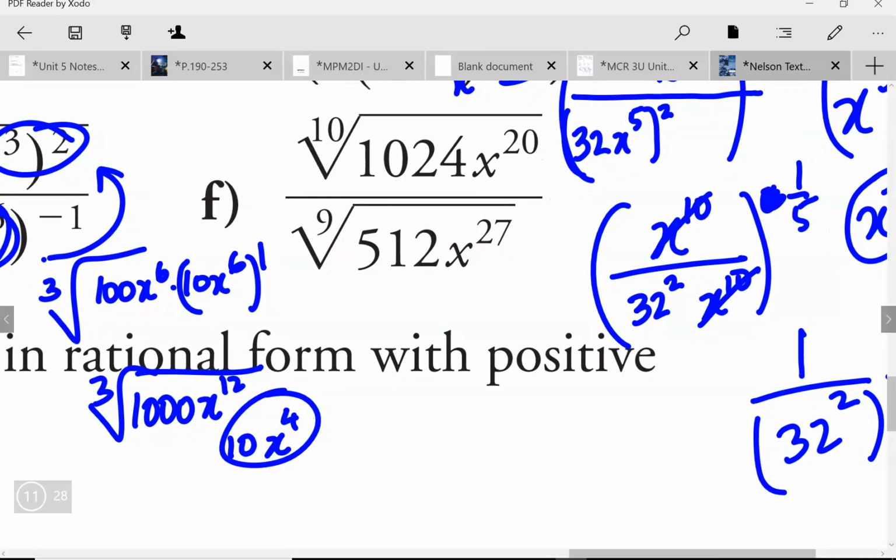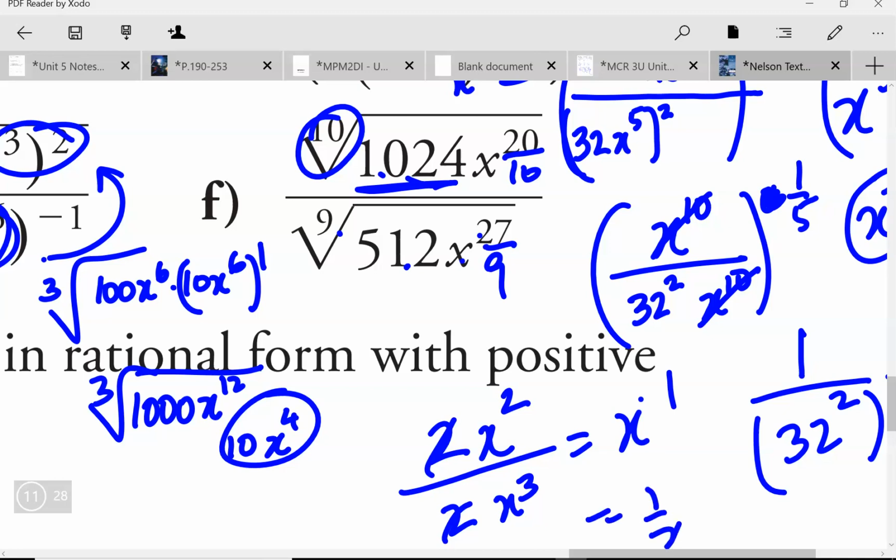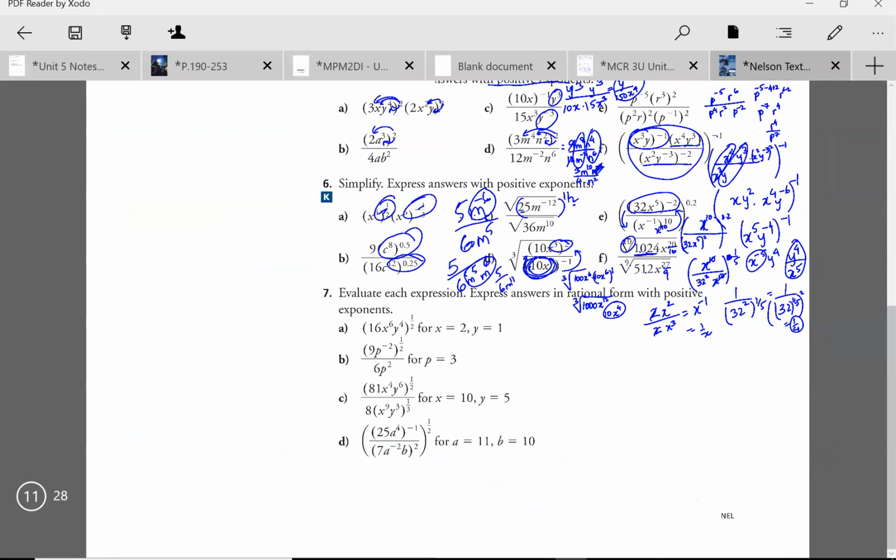Oh, this is easy. This is just, again, what is 1 over 10? So 10th root of 1024 is 2. 20 divided by 10 is 2. 9th root of 512 is also 2. 27 divided by 9 is 3. And again, 2 and 2 cross cancel. This is x to the power of negative 1, which is actually 1 over x. So that is that.